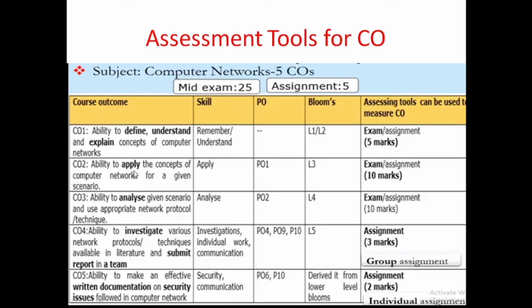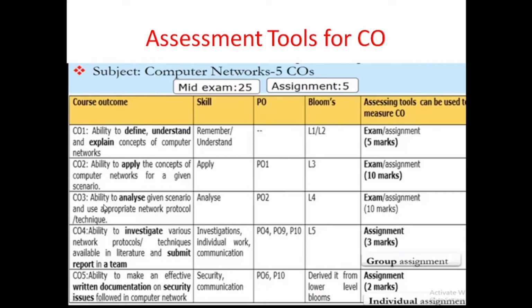Then CO2, ability to apply the concepts of computer networks for a given scenario. It comes under apply. This matches with PO1. PO1 will be the knowledge level. So it is also mapped with L3. L3 will be apply. So what is the assessment tool here? Examinations. Through examination, you can assess this particular apply of CO2. It matches with the program outcome.